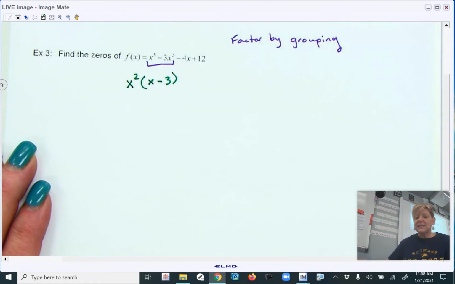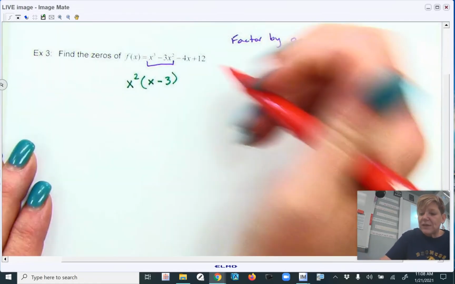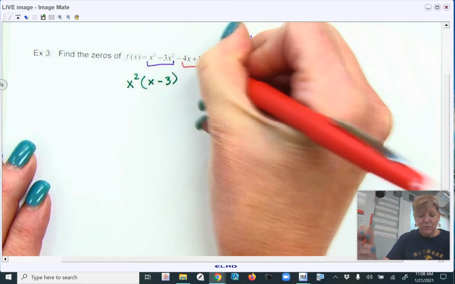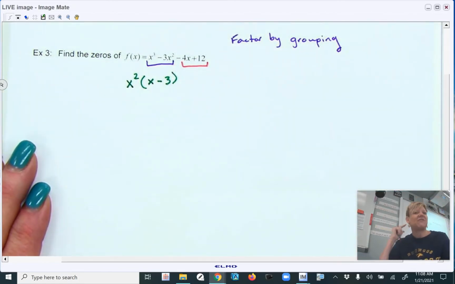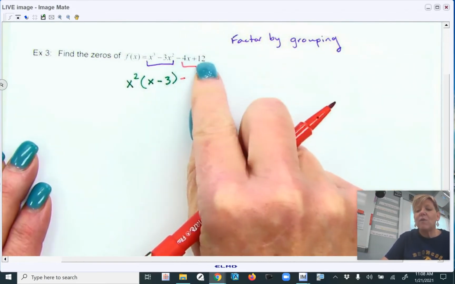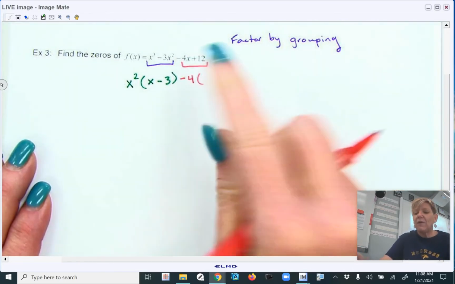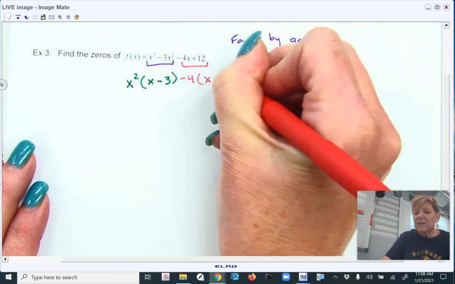Then I'm going to ask, okay, what do these next two have in common? And remember, when the leading one starts off with a negative, it's best to factor that negative out. So I'm going to factor out a negative, and then 4 goes into both of those. And when I divide that negative 4 out, I get x minus 3.